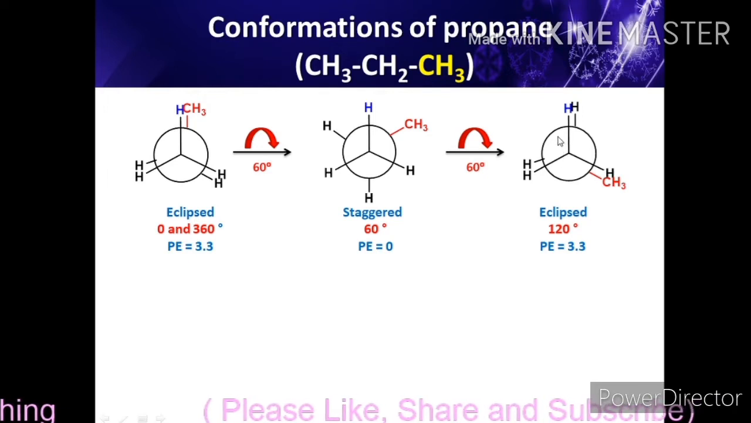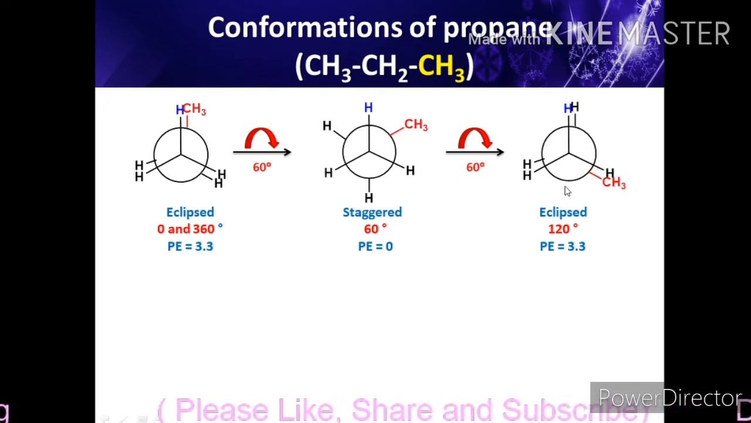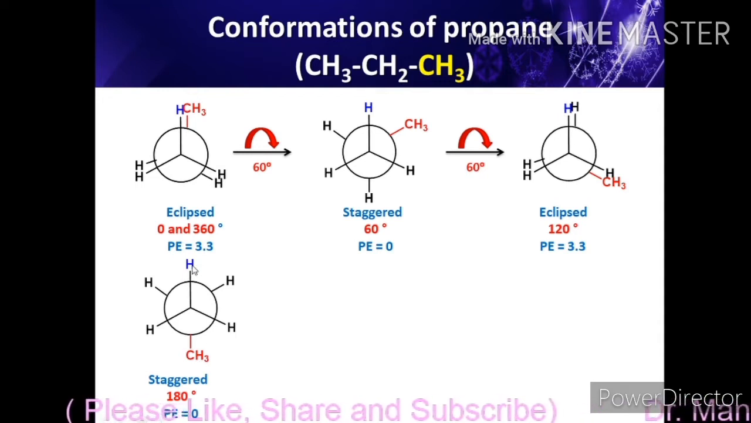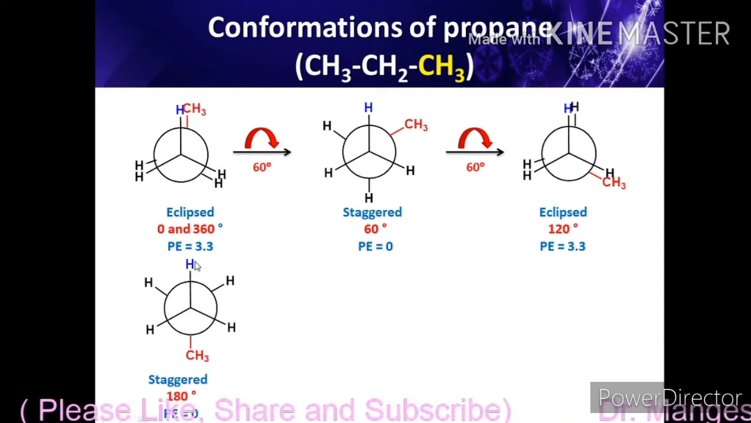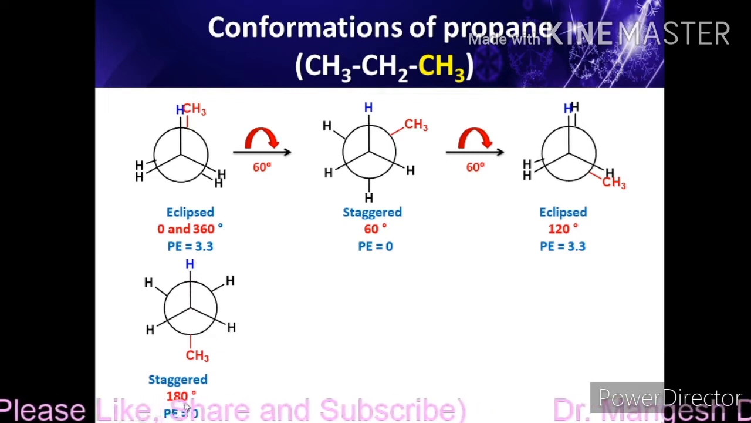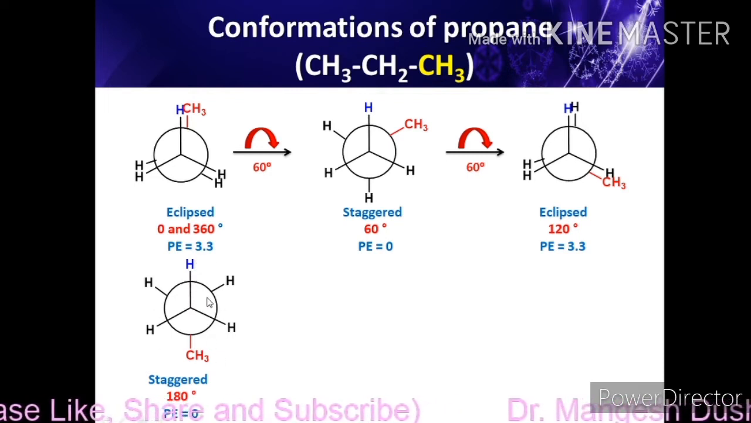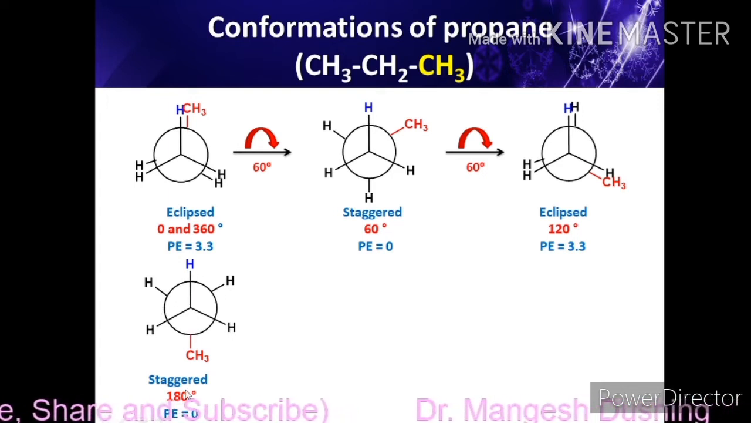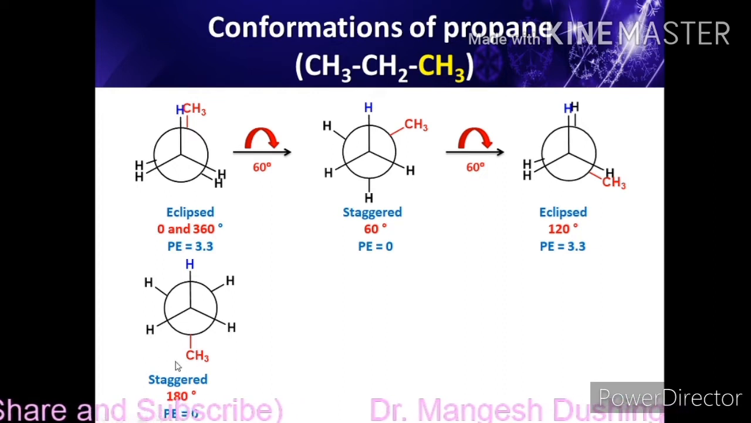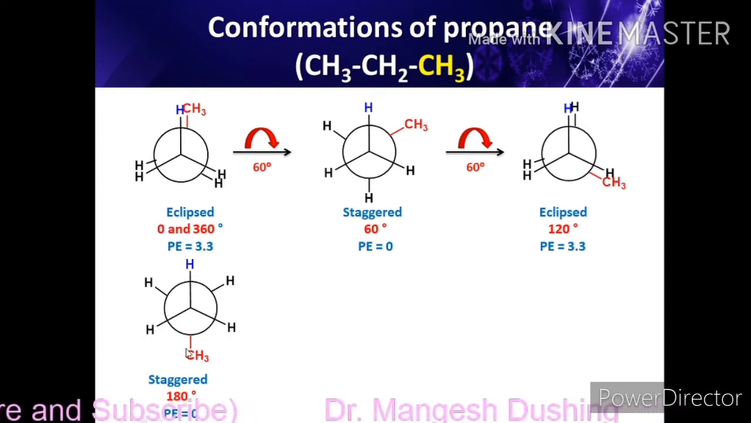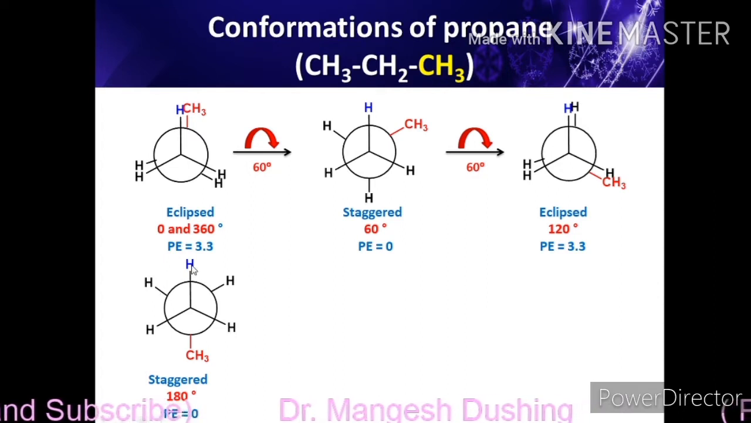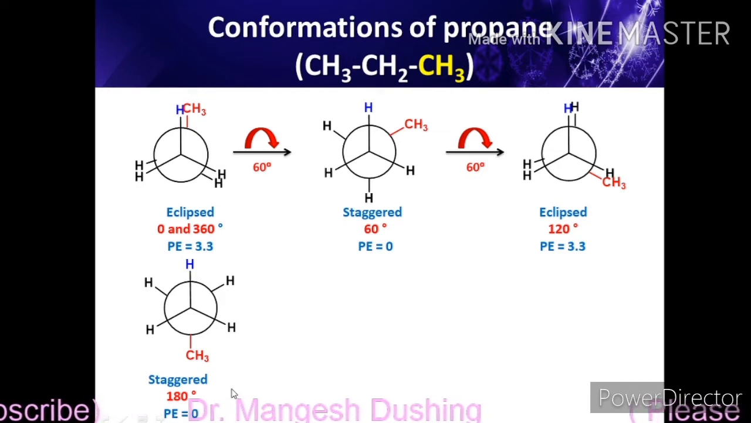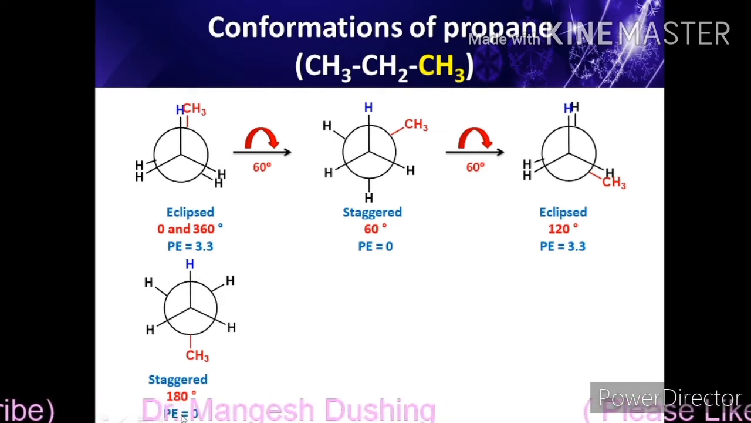Again we will rotate the rear carbon atom by 60 degrees. So methyl will come anti to this observational hydrogen atom. Now the dihedral angle between this hydrogen atom and methyl is 180. This structure is called staggered conformation, as all the bonds and atoms are maximum away from each other. Again this gauche interaction is 0, hydrogen methyl gauche interaction is 0, hydrogen gauche interaction is 0. So the total relative potential energy of the molecule will be 0 kilocalorie per mole.